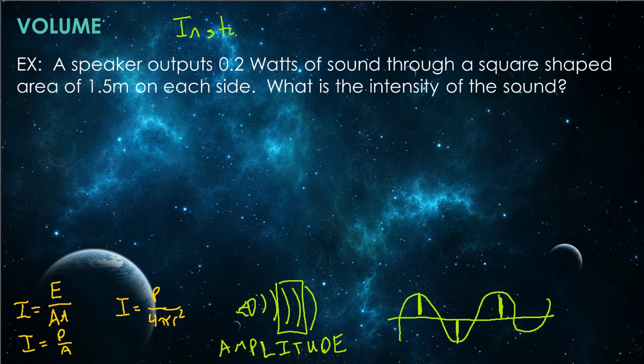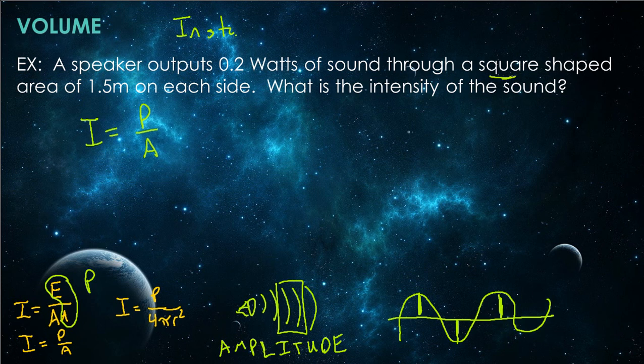All right, so we have a couple practice problems from your notes. A speaker outputs 0.2 watts of sound through a square-shaped area of 1.5 meters on each side. What is the intensity of the sound? So really this formula down here in the corner, the E over AT, energy per time, is actually another way of saying power. And power is measured in watts. So I'm going to use the second one down here, power over area.